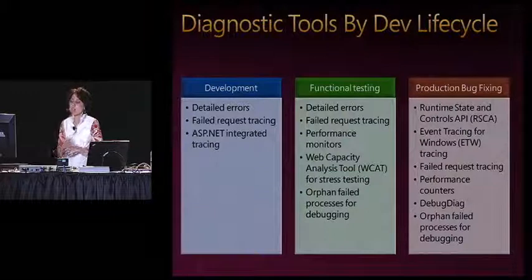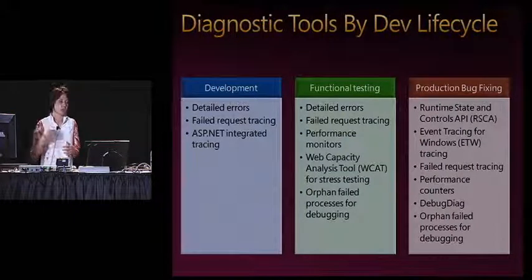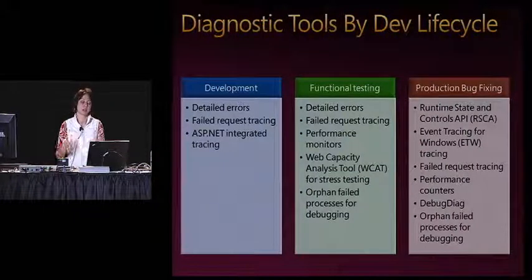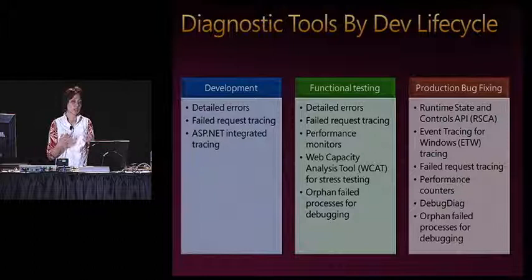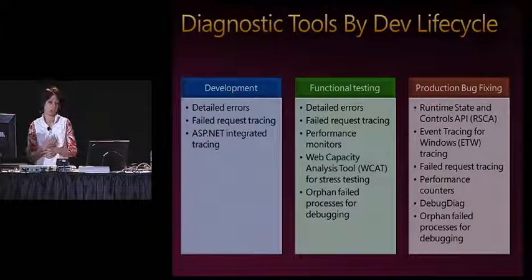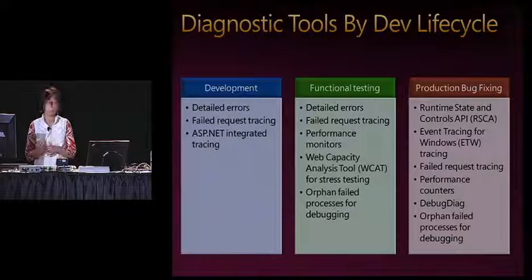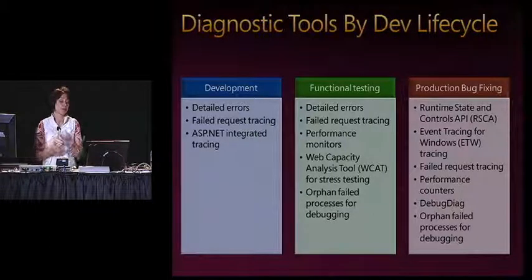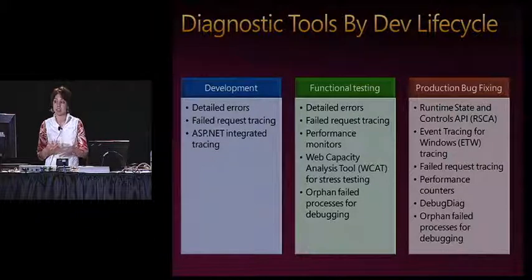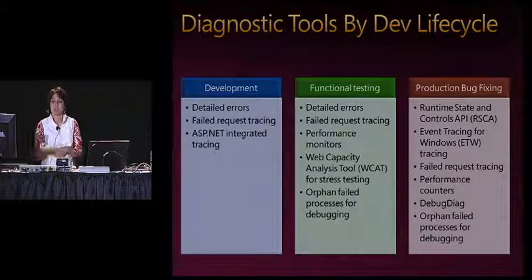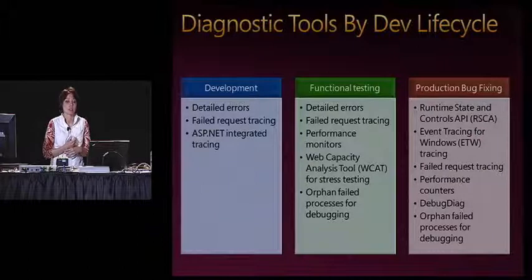In the development phase, you're really looking at, quick and dirty, what are my detailed errors? Am I getting a 404, right? You're looking at failed request tracing. Failed request tracing is something that you can turn on and just leave on. The performance overhead is minimal for this. And it's hugely valuable. It helps you repro hard-to-repro bugs. It helps you track down hangs and things like that. Very, very valuable. And then, of course, the ASP.NET Trace integration.